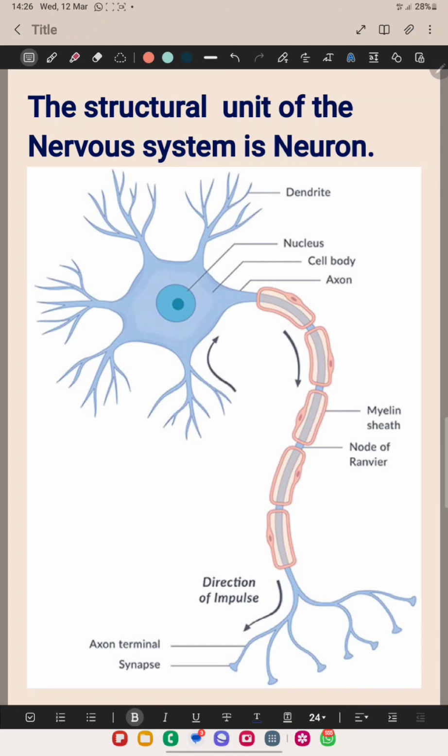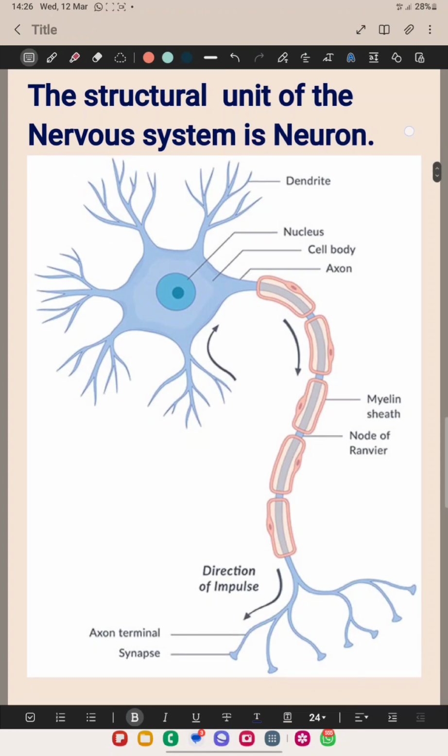When we consider nervous coordination, it is done majorly by the nervous system. It is made up of neurons. The neuron is considered the structural unit of the nervous system. This figure illustrates the structure of the neuron.